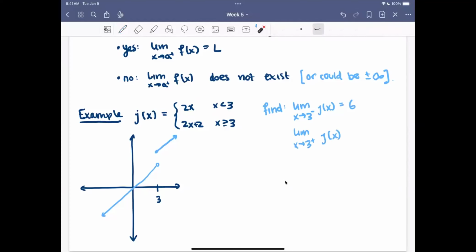And then we'll compare this to the limit as x approaches 3 from the right, which will be taking values of x that are getting closer and closer to 3, but now from numbers that are greater than 3. So we'll be in this case. And here, the guess will be that the limit is 8. Does that make sense?